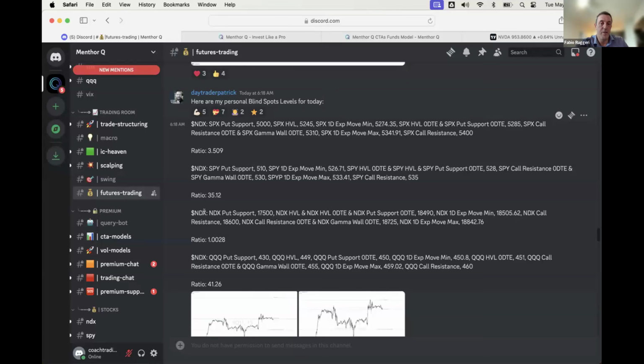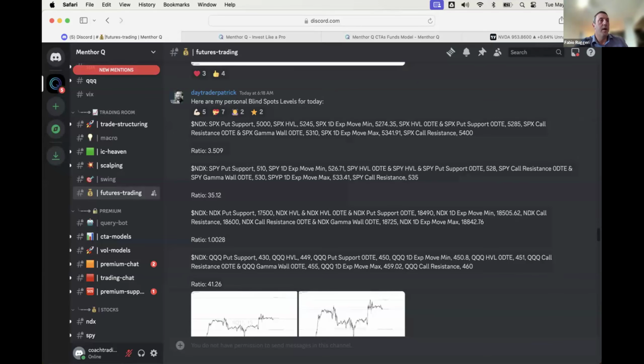But we are changing that. In the next few weeks, we're going to have a new indicator that will make this much easier, so stay tuned on that. But this is what Patrick is doing. He's converting the SPX levels to NQ, and he's using this ratio so you can actually plot these levels on a chart. And he does the same for SPY, for NDX, and for QQQ.